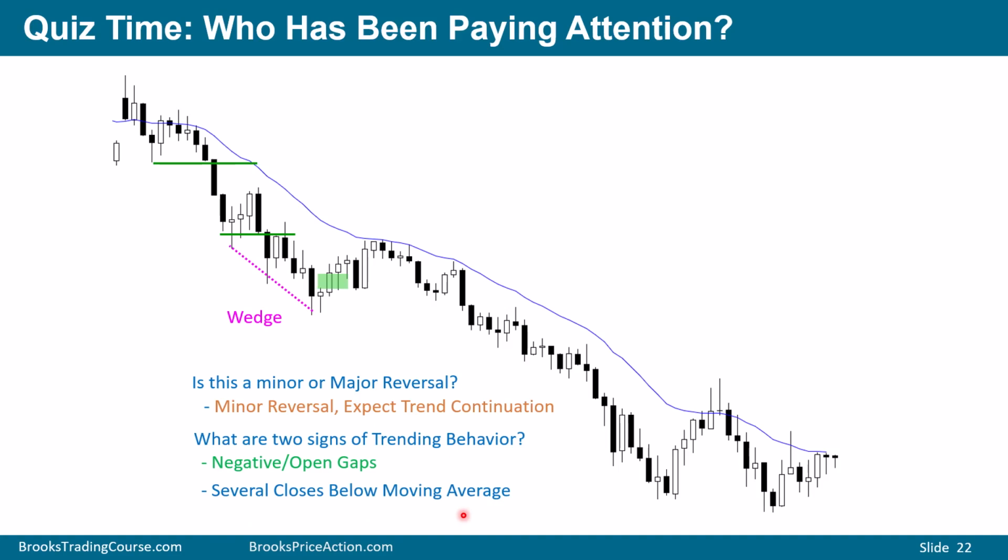The reason I'm mentioning negative gaps and several closes below the moving average is swing traders, for really any traders, you have to understand always in trading. And most importantly, you have to understand what a strong trend is. Strong trends are going to have lots of bars above or below the moving average. And then second, you're going to have negative or open gaps. Those are 2 things you can use to distinguish when the market is in a strong trend.